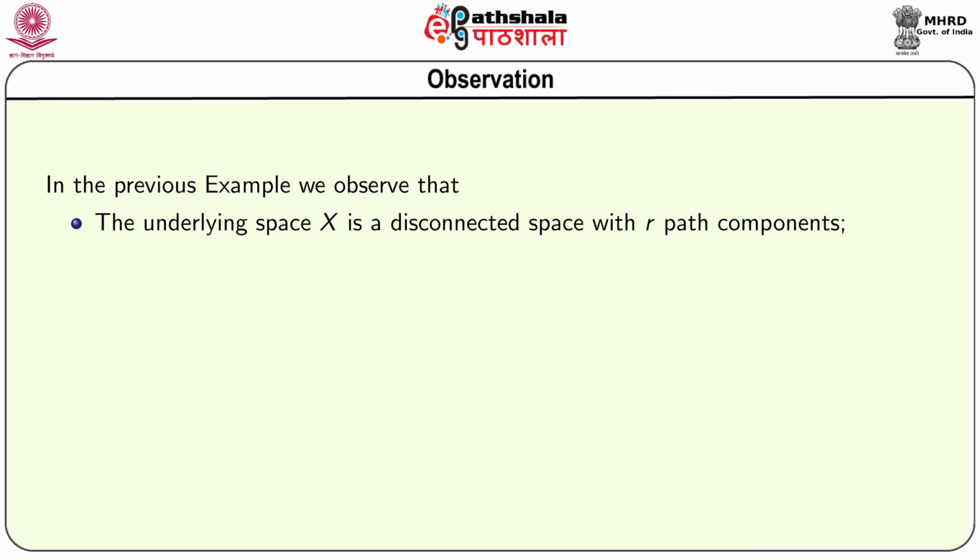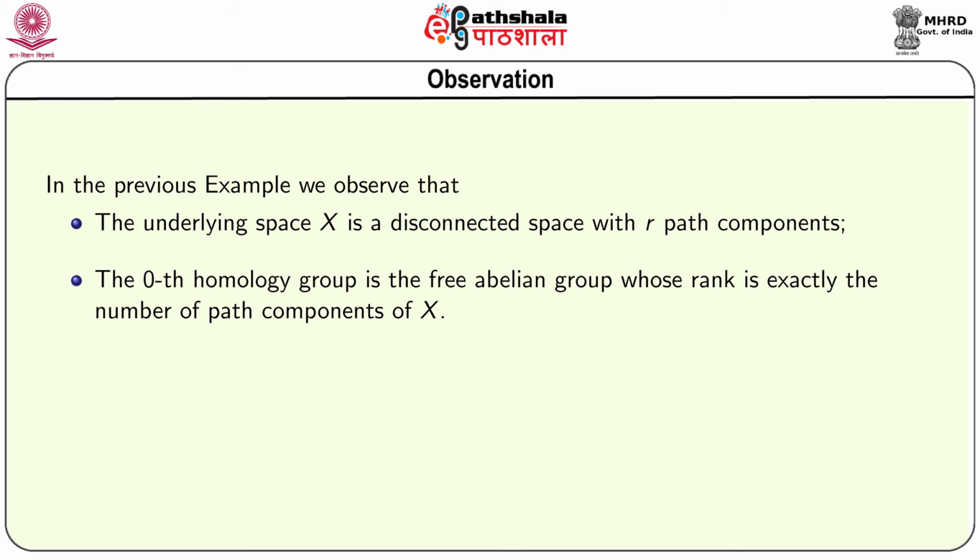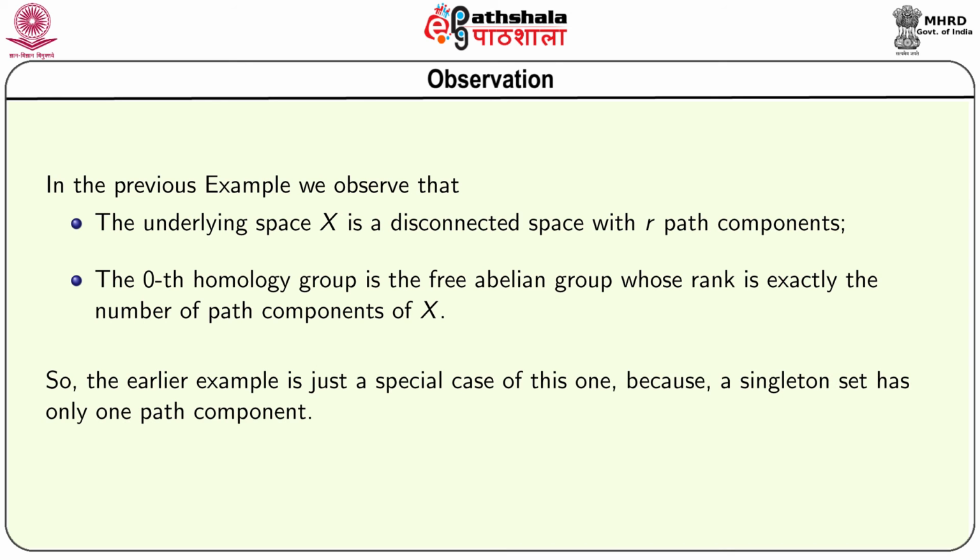In the previous example, we observed that the underlying space X is a disconnected space with r path components. The 0th homology group is the free abelian group whose rank is exactly the number of path components of X. So, the earlier example, the one which we discussed first, is just a special case of this one, because a singleton set has only one path component.